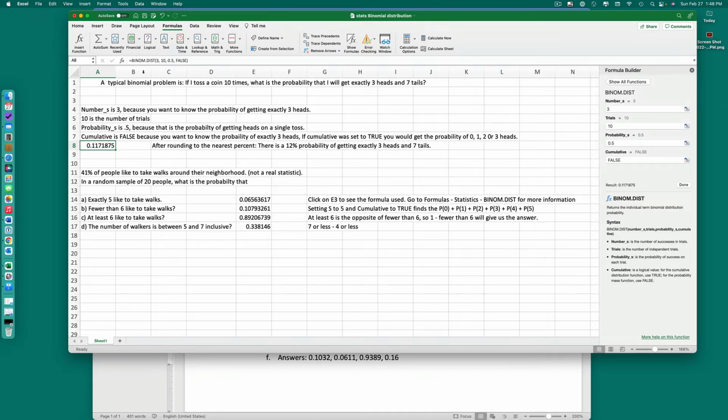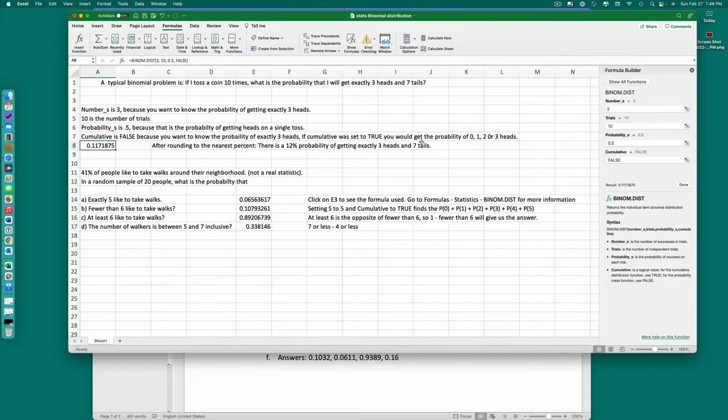All right, so if you look up here at how we filled this out with these numbers, that's the 3 for heads, number of successes, number of trials, probability on each toss, and false. And so when it calculates that, it found that we had 0.117 and so on, which if we round that to the nearest percent, that means there's a 12% probability of getting exactly 3 heads and 7 tails.